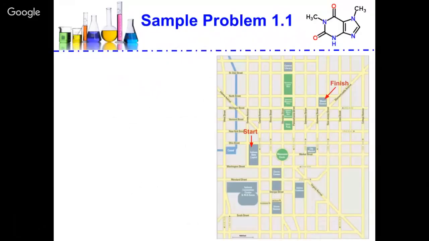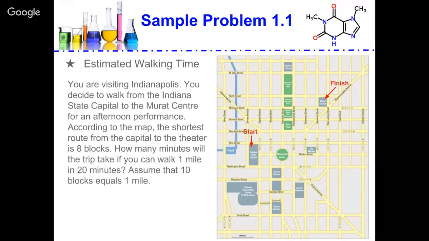So let's look at a sample problem. We're going to estimate the walking time. So you're visiting Indianapolis. You decide to walk from Indiana State Capitol to the Murat Center for an afternoon performance. According to the map, the shortest route from the Capitol to the theater is 8 blocks. So how many minutes will the trip take if you can walk 1 mile in 20 minutes? And you're going to assume that 10 blocks equal 1 mile. Take a second, pause this video, and see if you can solve this on your own.